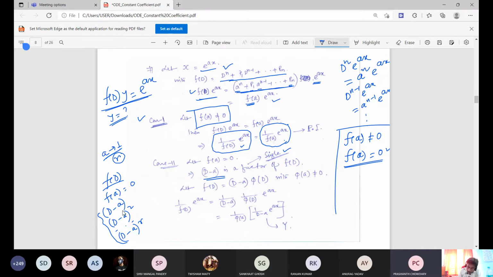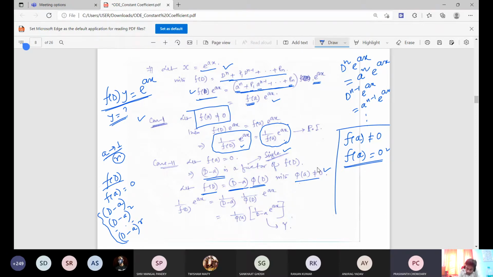Don't worry. Now see, since we have mentioned that (D − a) is a factor and a is a single root, f(D) can be written as (D − a) times some other term of D, and that should not be 0 at a. Because if it is 0 at a, that means this is not a single root. The multiplicity of the root may be greater than 1 for that case. That I will discuss later. But let's say φ(a) is non-zero because a is a single root.